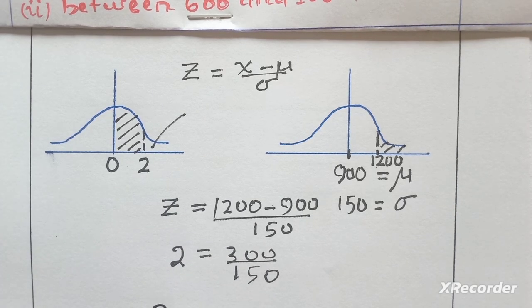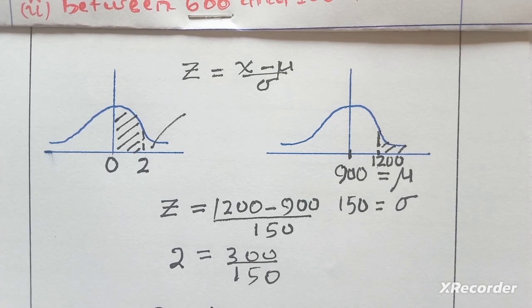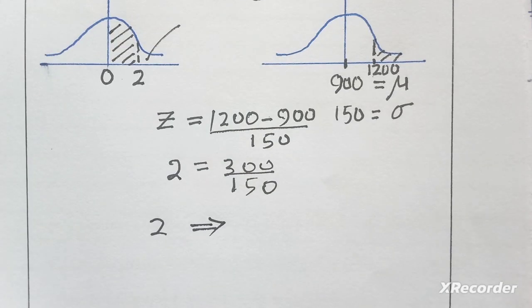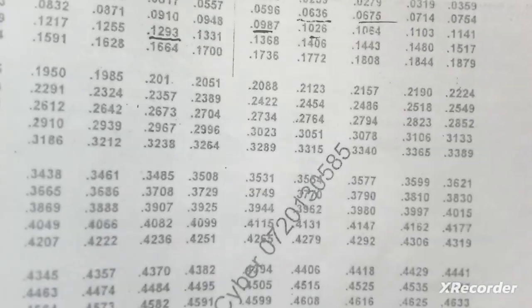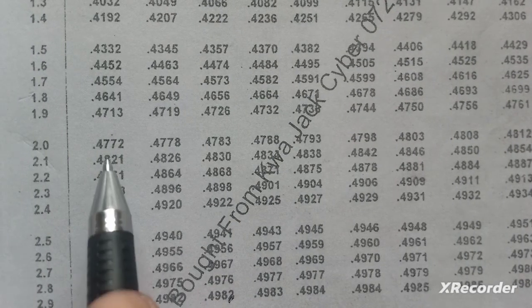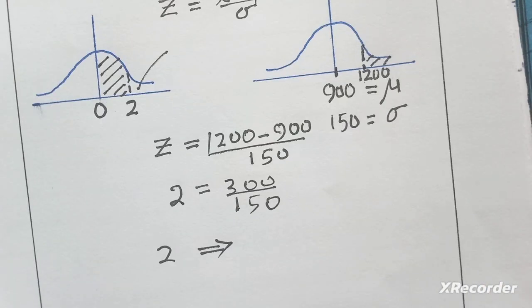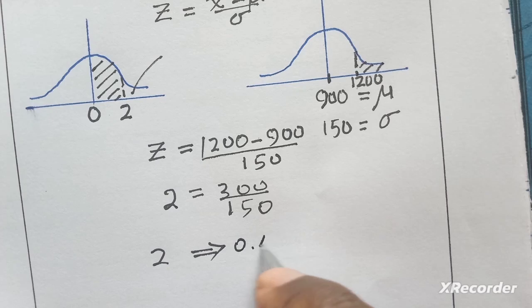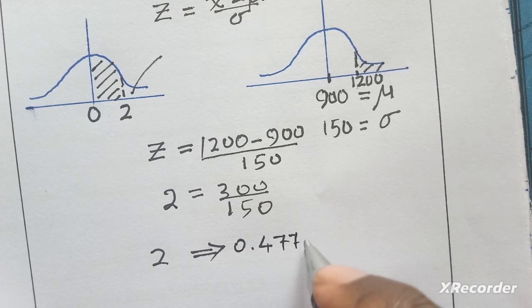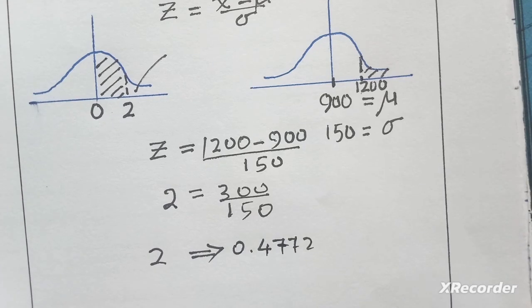Now for Z being 2, looking at the table, let me just bring the table close. So our Z is 2. So this is our 2 guys. Here, this is the 2. I hope you can see it clearly. That is 0.4772. So that is our value, 0.4772. That is our area.